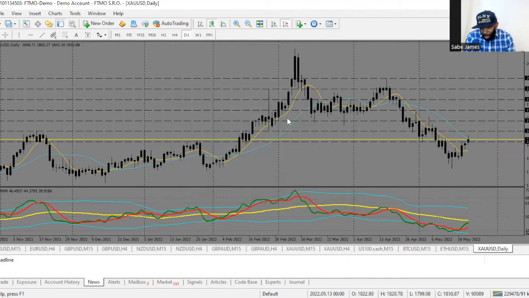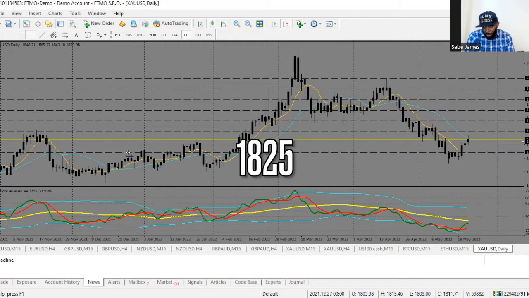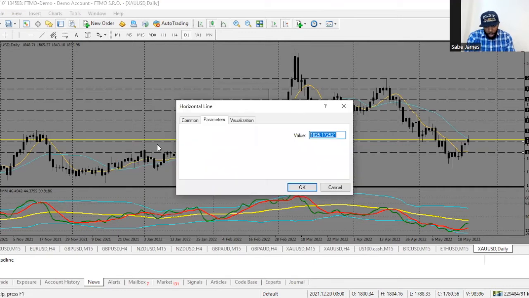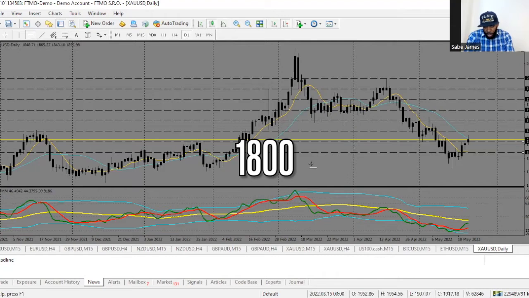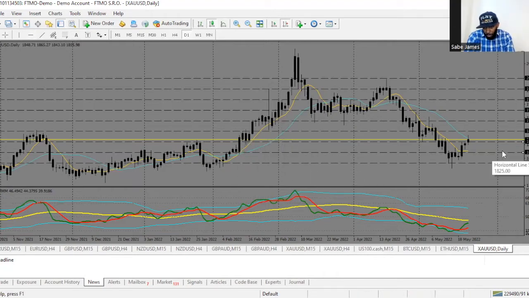And where are we at now? I guess I'll go down to 1800 also. See, 1825. And then we'll do 1800 to finish. So we have quarter levels. That's close enough. All right, so we have quarter levels from 2000 down to 1800.